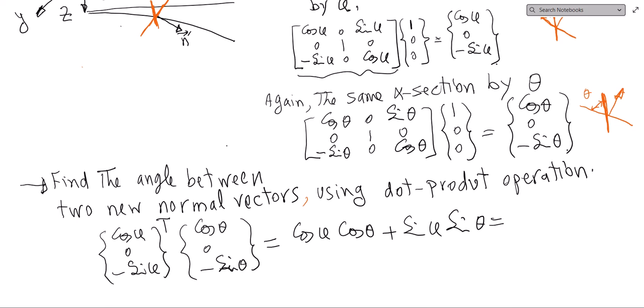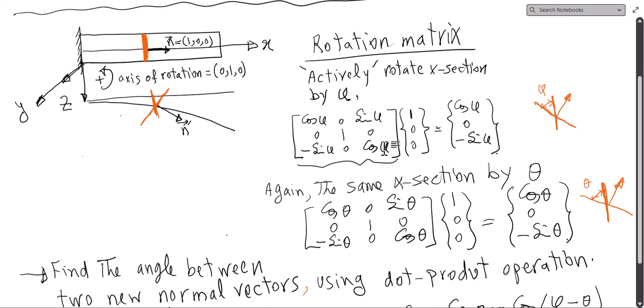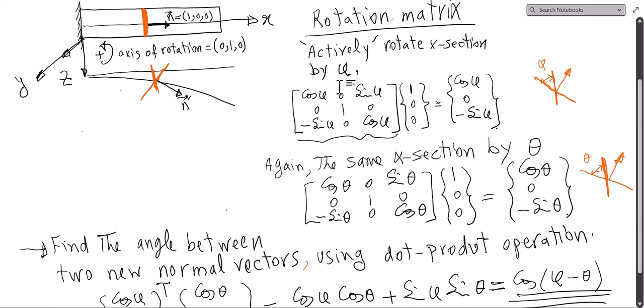From trigonometric identity, we can write this as cosine phi minus theta. And that is a very important result. Although the operation, as you see here, I have not used any. By the way, just to be consistent between these two, I just use positive rotation.